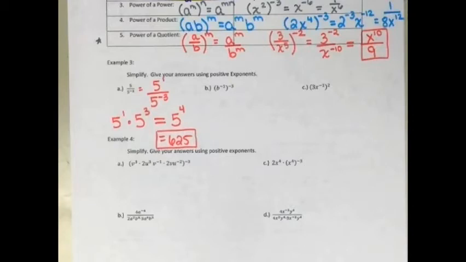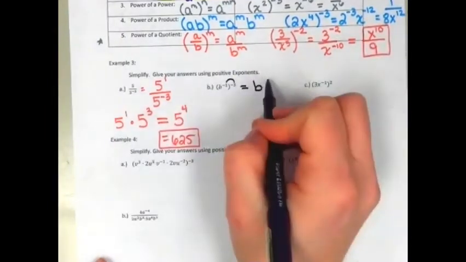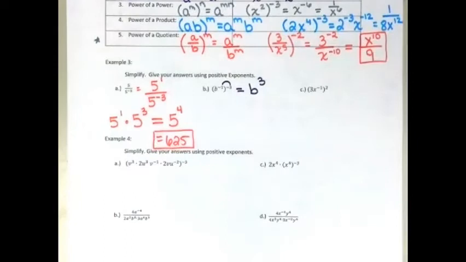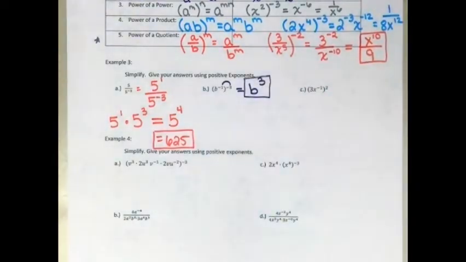Yeah, okay. All right, B, we're raised high, we multiply. So we're going to get B to the positive 3rd. Why? Because a negative 1 times a negative 3 is positive. We have a positive exponent, so we're done. Okay.